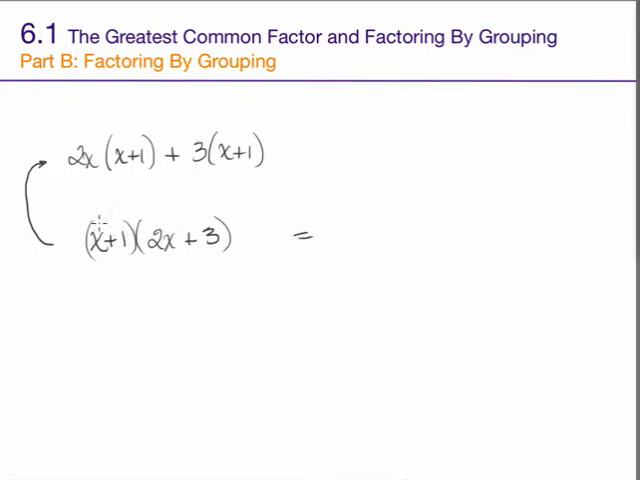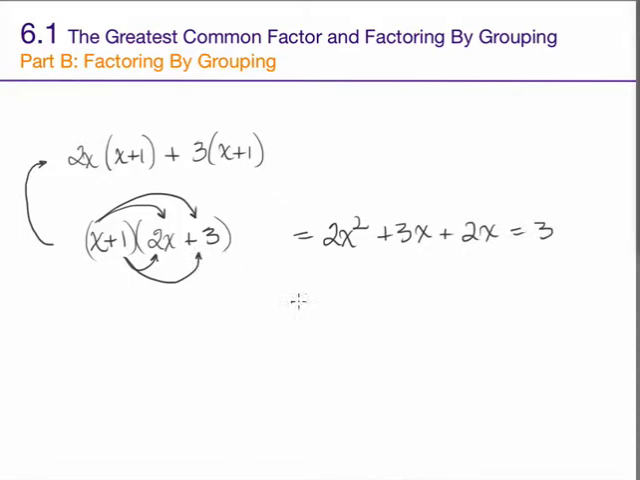Notice that if I distribute this, x times 2x, I get 2x squared. X times 3 gives me 3x. 1 times 2x gives me 2x. And 1 times 3 gives me 3. I can think of this as the greatest common factor of these two terms is x. There's an x in here, and there's an x in here, but they don't have anything else in common. If I take that copy of x out, I'm left with a 2 and 1 copy of x, and in the other term I'm left with just the 3.